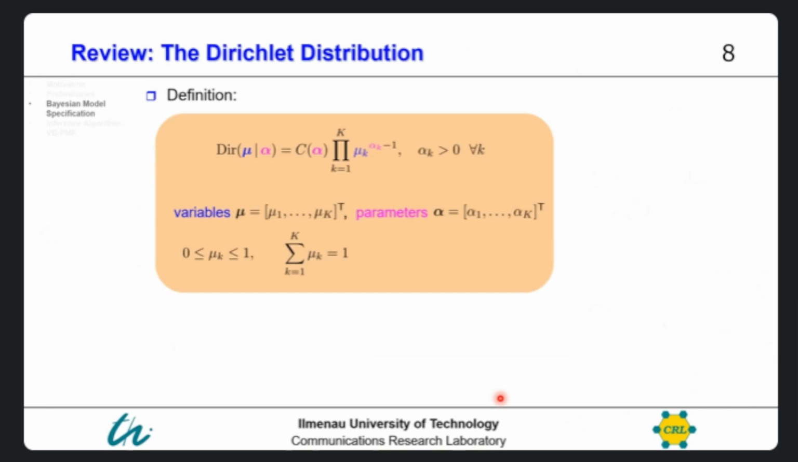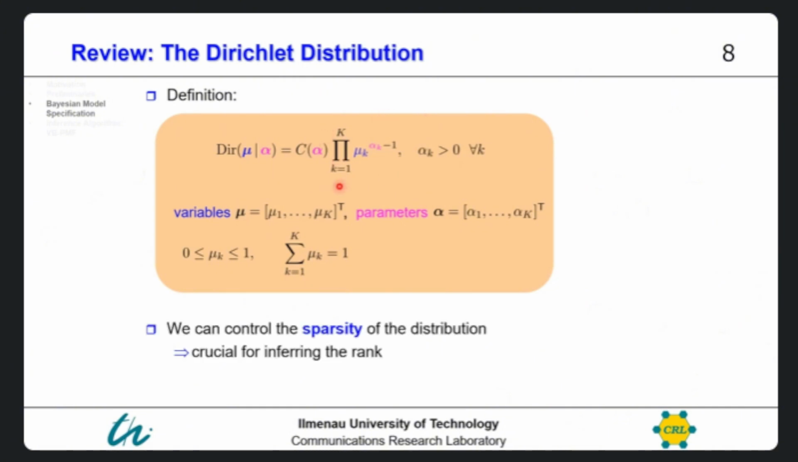This is a distribution over random variables. If you have capital K random variables in this vector mu, and they fulfill these simplex constraints, so they should be non-negative and they should sum up to 1, then this kind of variable can be described by a Dirichlet distribution, which is defined as shown here. It has alpha as the parameters of the distribution, and it's given by this expression.